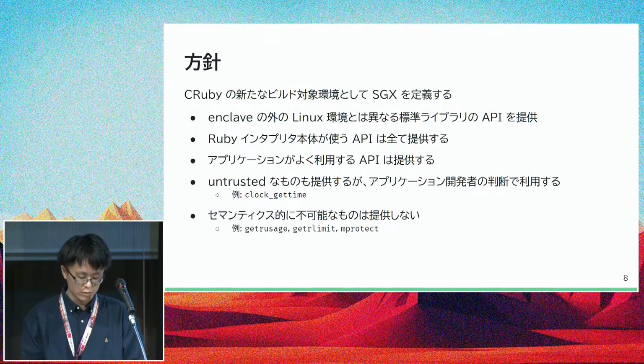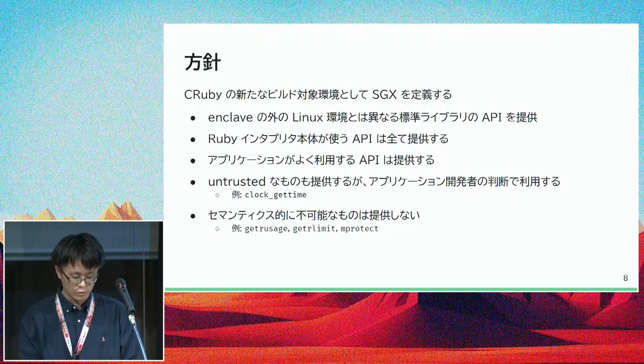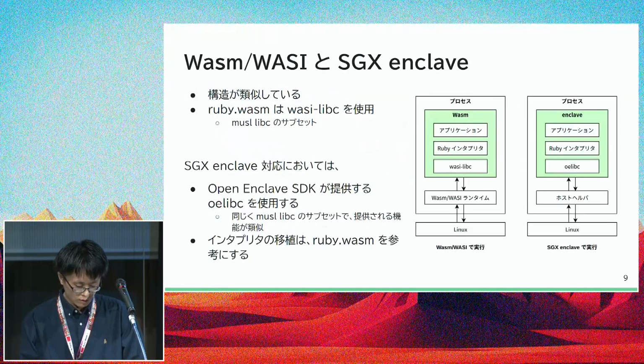By using OCall, an API outside can be used. When an API outside the enclave is used, the values cannot be trusted in total. That could happen, but the Ruby application developer should understand that and make their own decision. Outside enclave APIs can be used, but the semantics might be modified accordingly. In that case, we do not plan to offer that sort of function.